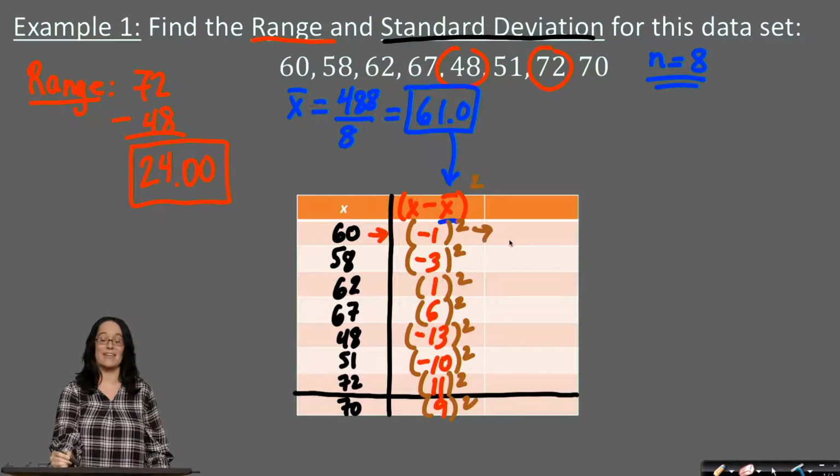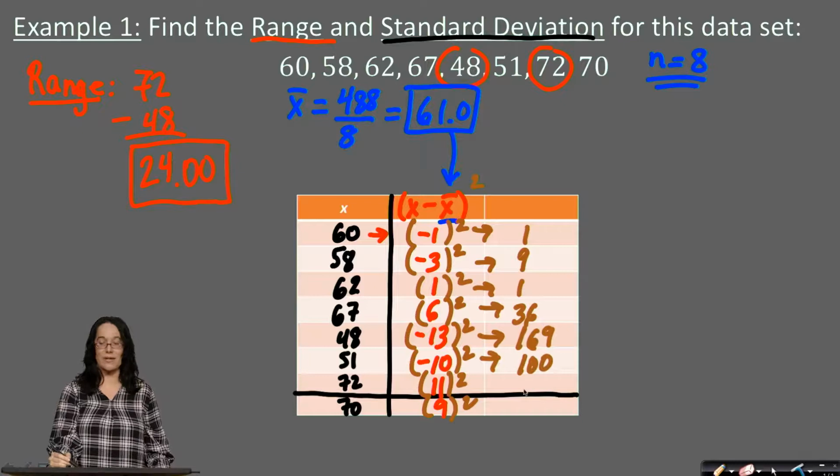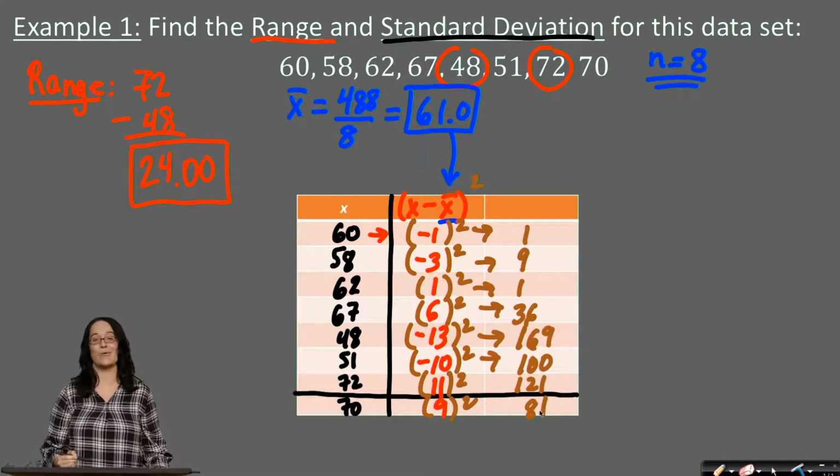Okay, so when I did that, negative 1 squared is positive 1, negative 3 squared was positive 9, 1 squared is just 1, 6 squared was just 36, negative 13 times negative 13 was 169, it's positive now. Negative 10 times negative 10 is positive 100, 11 squared is 121, and 9 squared was 81. Okay, what did you do next?